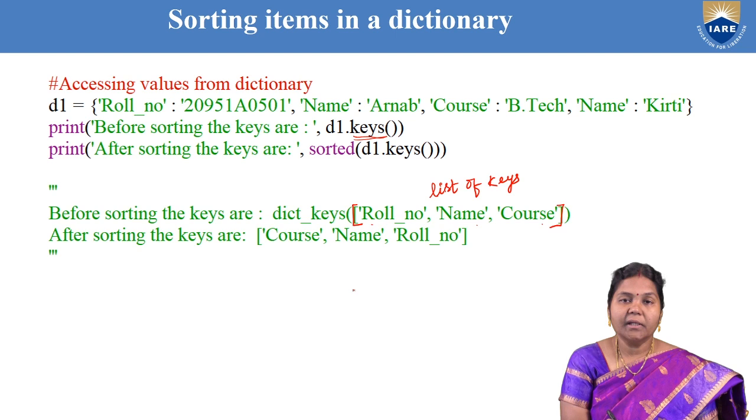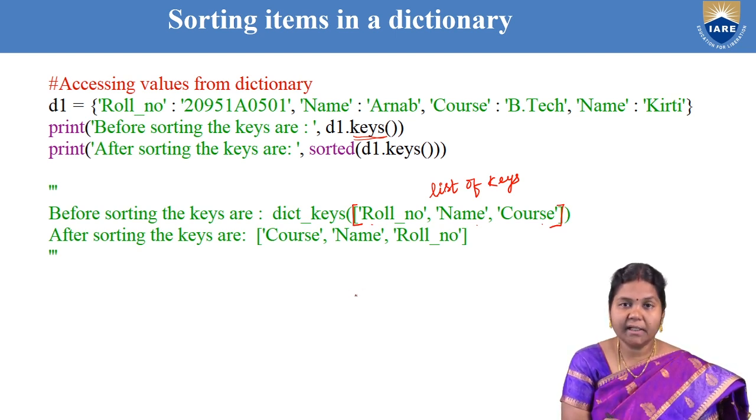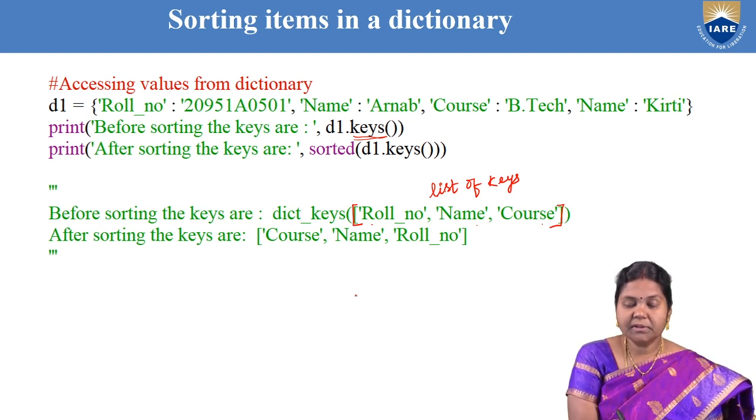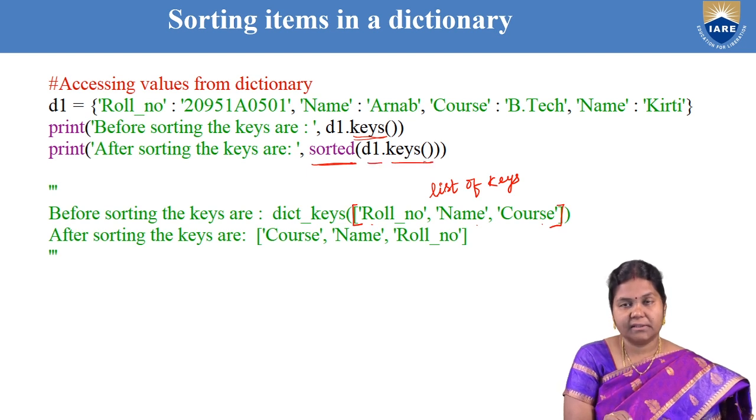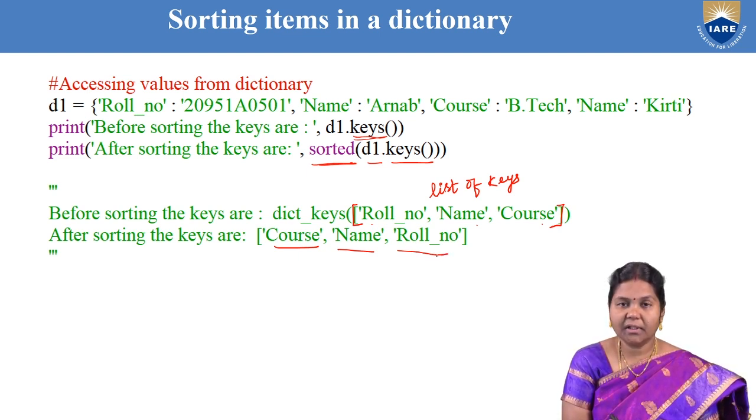Now, if you want to sort the items, where each item is nothing but a key value pair, the sorted method is available for lists which can sort the keys. After sorting, use the sorted method, sorted(D1.keys). You can see here, first course has come, then name, followed by roll number. Now, the keys are sorted using the sorted method. This is the way we can sort the keys in a dictionary.